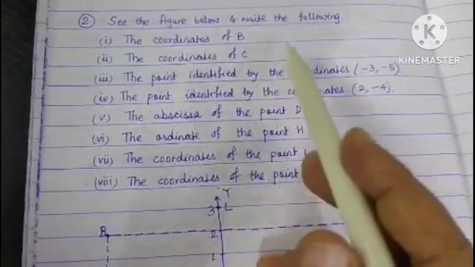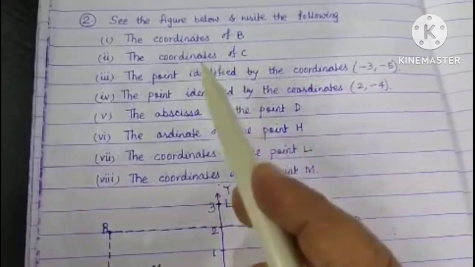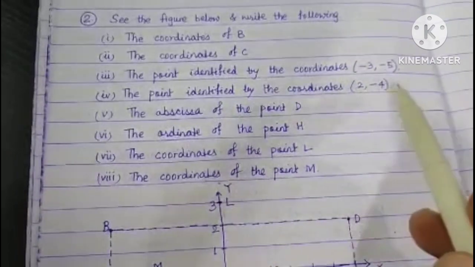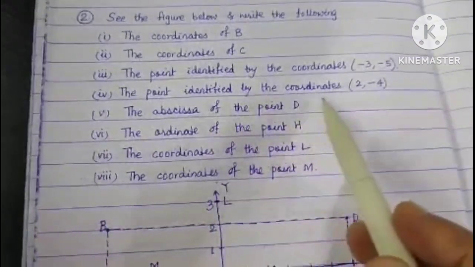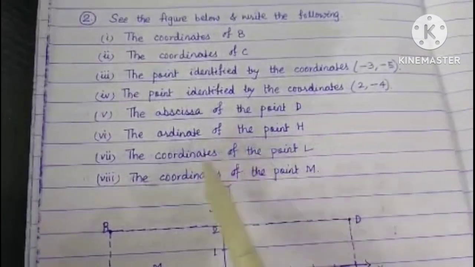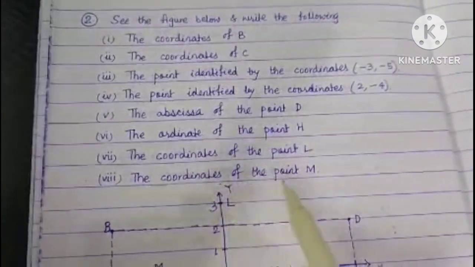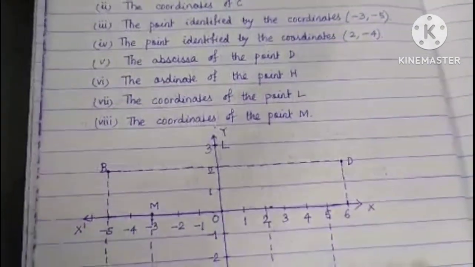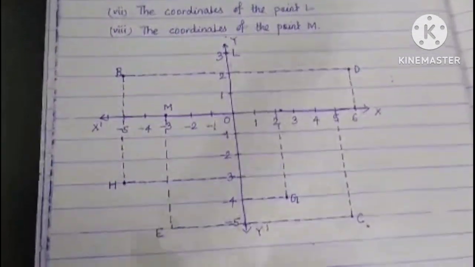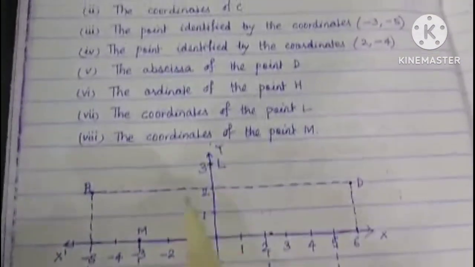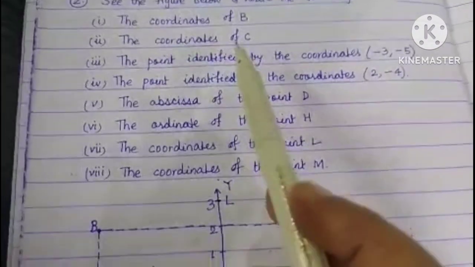See the figure below and write the following: the coordinates of B, the coordinates of C, the point identified by the coordinates -3, -5, the point identified by the coordinates 2, -4, the abscissa of the point D, the ordinate of the point H, the coordinates of the point L, the coordinates of the point M. So one by one we will answer the following questions seeing the figure. Okay, so let us start from question 1. We have to write the coordinates of B.